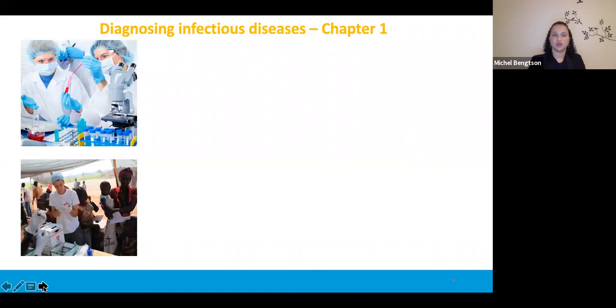Chapter 1 takes a closer look at diagnosing infectious diseases. Effective treatment and prevention of these diseases requires accurate diagnostics. However, current diagnostics are expensive, time-consuming, and they require equipment and resources that are simply not available in resource-limited settings where they are needed the most.